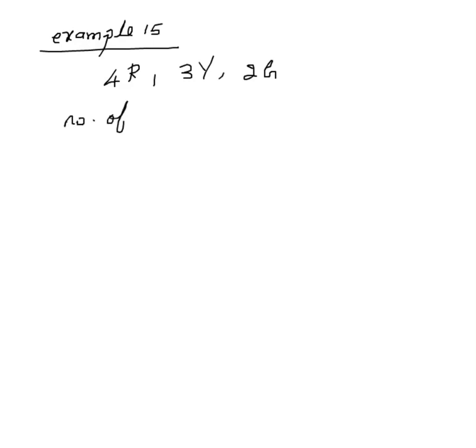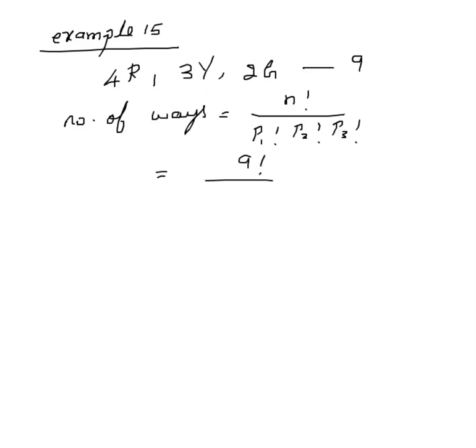So the number of ways is equal to, for identical items we use this formula, n factorial by p1 factorial into p2 factorial into p3 factorial. Here, totally we have 4 plus 3 plus 2, 9 discs. So 9 factorial divided by 4 red ones, 3 yellow ones and 2 green ones.